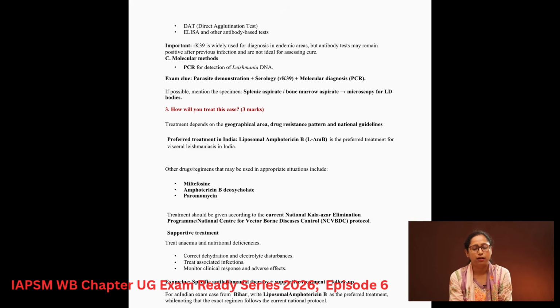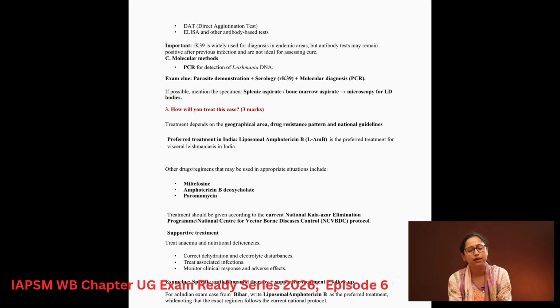Thirdly, and the last one, was molecular method. What is that method? That is polymerase chain reaction or PCR for detection of Leishmania DNA. So, for 3 marks, 3 points and maybe 1 or 2 lines of each of the diagnosis.